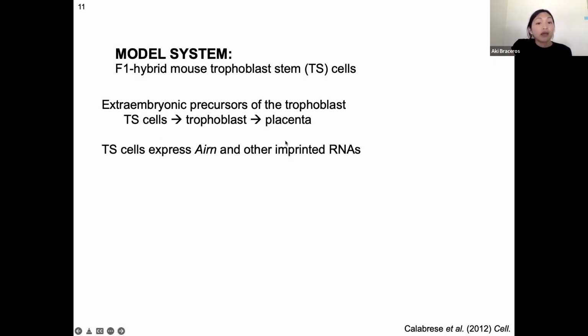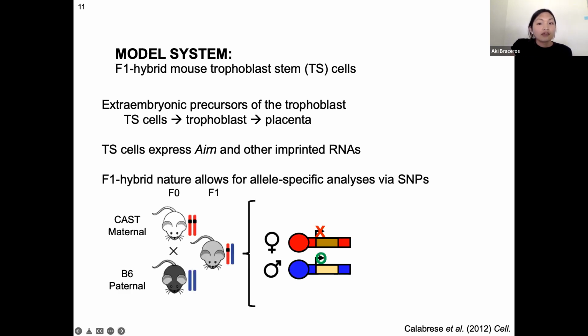But a main reason why we use TS cells is that they express Airn and other imprinted RNAs that our lab is interested in. And then another advantage to TS cells, specifically the ones that we use in the lab, is that they come from an F1 hybrid mouse. And this allows us to perform allele-specific analyses. And so to break that down real quick, here is our F1 hybrid mouse from which we extract our TS cells. And it was derived from these two strains or parents of different strains.